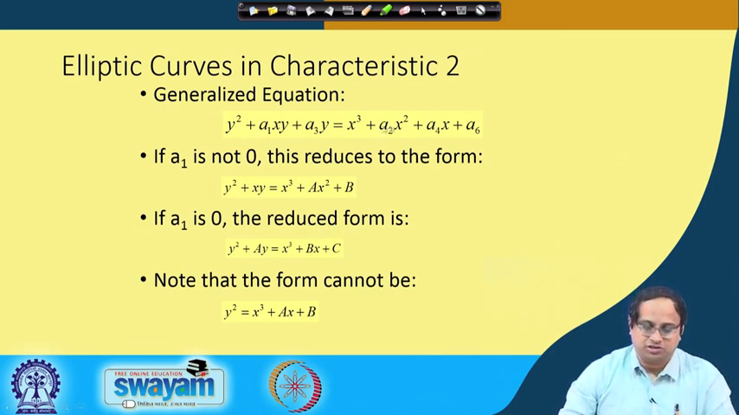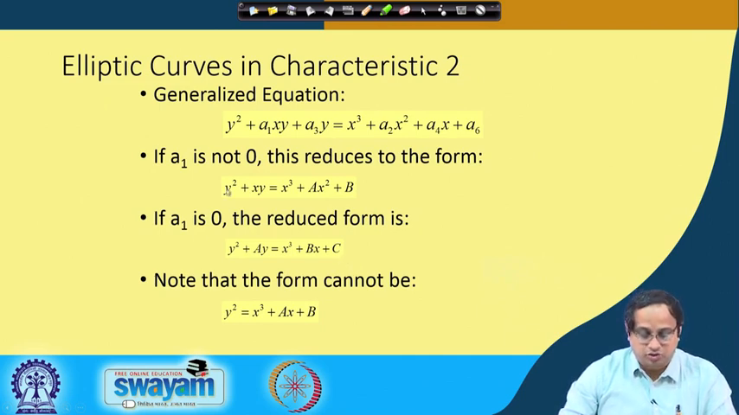Again, we can start with our original Weierstrass equation, and with a few simplifications, for example, if a1 is not 0, then this reduces to the form y squared plus xy equal to x cube plus ax squared plus b. Again, I am not going into the derivations, but you can try it yourself. Likewise, if a1 is 0, then the reduced form is y squared plus ay equal to x cube plus bx plus c. There are small differences in the form of the equations, but all these forms are much simpler compared to the original Weierstrass equations, and therefore, depending upon the case, these are often used for doing computations.